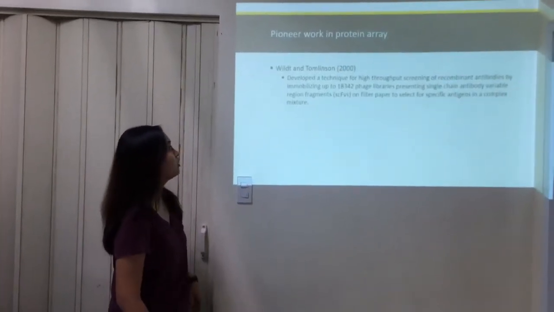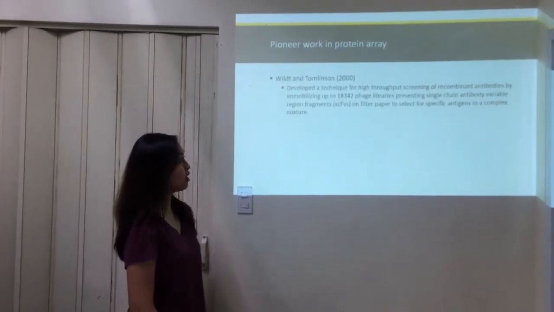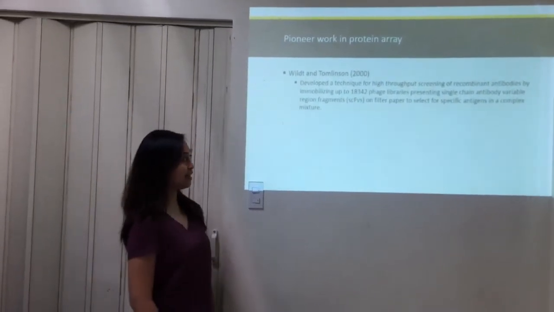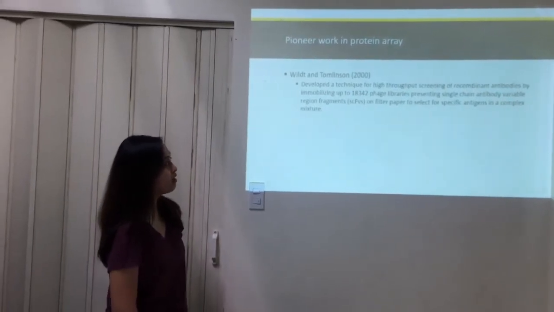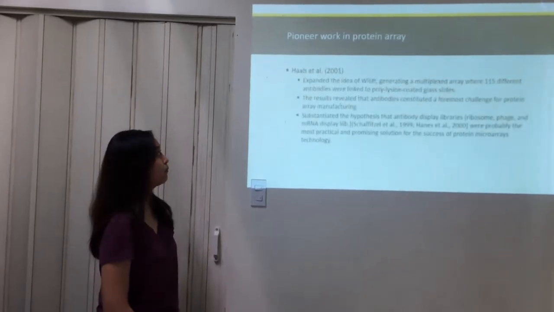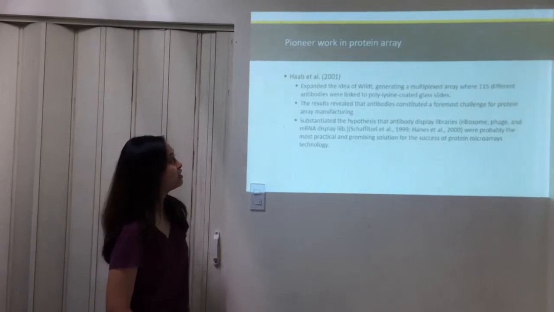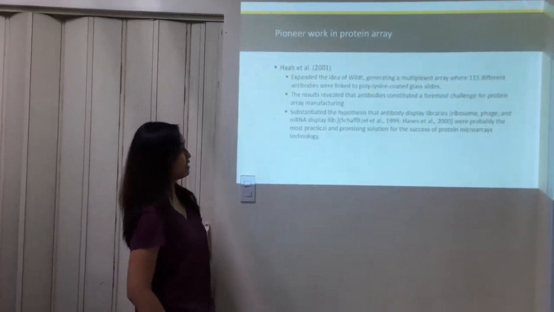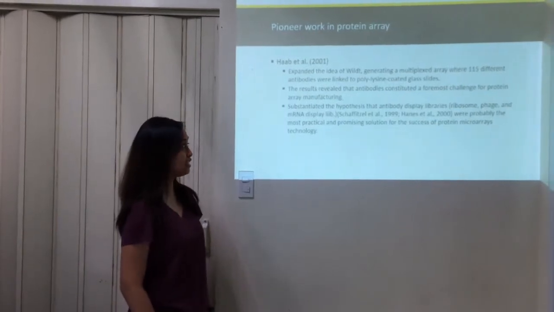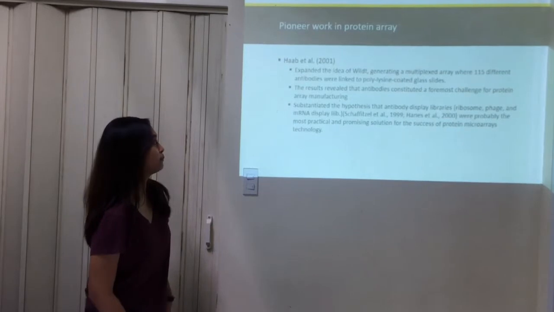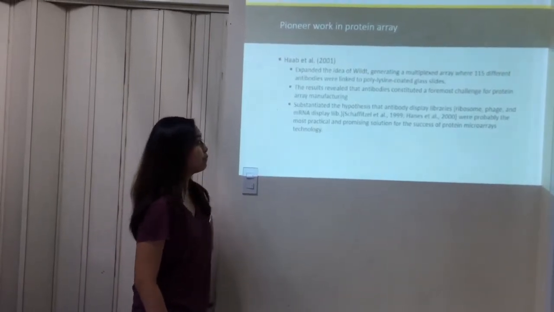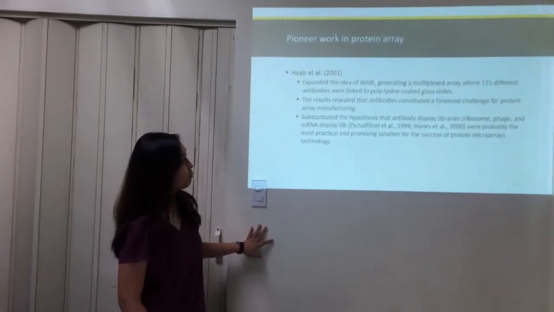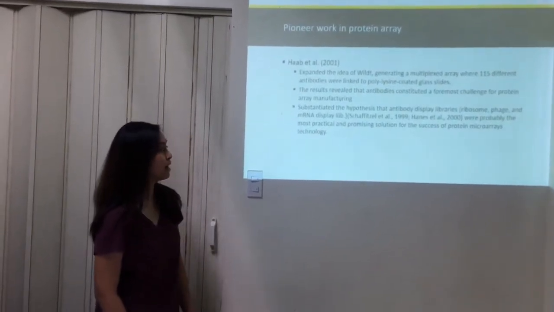In 2000, de Wildt and Tomlinson developed a technique for high throughput screening of recombinant antibodies by immobilizing up to 18,342 phage libraries presenting single-chain antibody variable region fragments on filter paper to select for specific antigens in a complex mixture. In 2001, others expanded the idea of de Wildt, generating a multiplex array where 115 different antibodies were linked to polylysine-coated glass slides. The results revealed that antibodies constituted a foremost challenge for protein array manufacturing. The work substantiated the hypothesis that antibody display libraries, such as ribosome, phage, and mRNA display libraries, were probably the most practical and promising solution for the success of protein microarray technology.